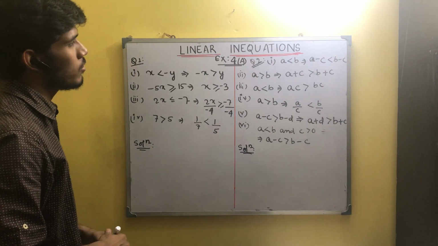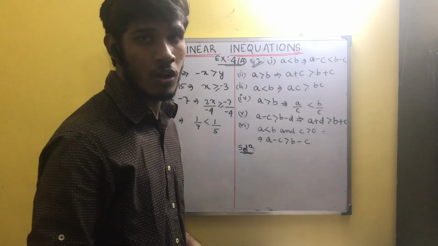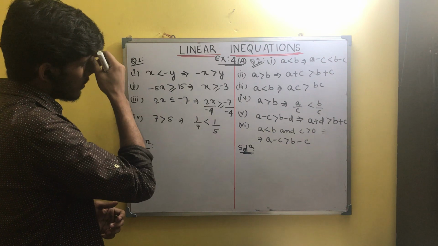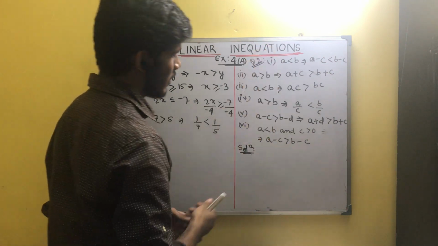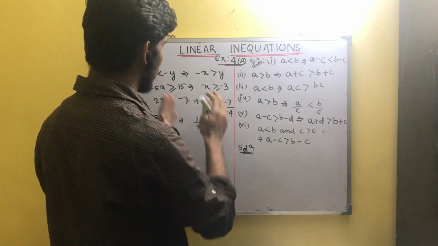Now in this video we will be solving exercise 4a, the first and the second question, and the remaining will be solved in the upcoming videos. So the first question is written here and the second is written here. We have to state true or false in both these questions.